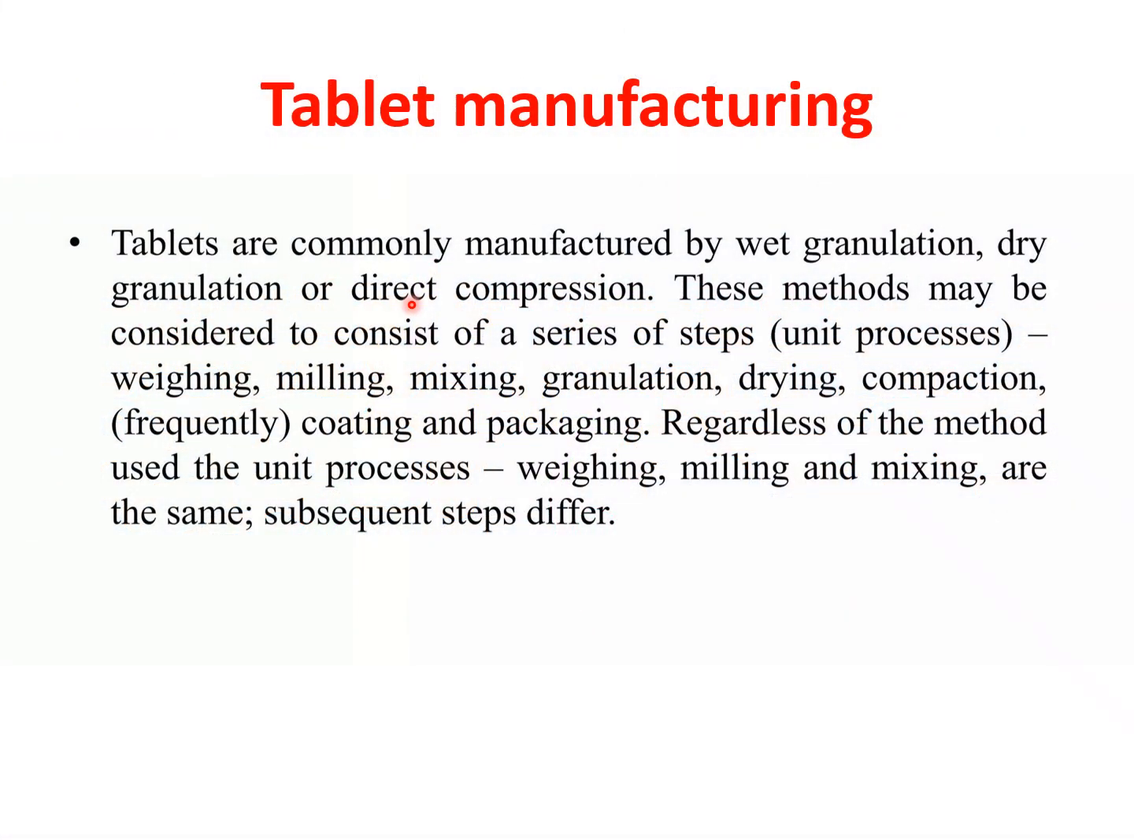Tablets are commonly manufactured by wet granulation, dry granulation or direct compression method. These methods may be considered to consist of a series of steps, for example, weighing, milling, mixing, granulation, drying, compaction, coating, packaging. So regardless of the method used, the unit processes weighing, milling or mixing are the same. Subsequent steps differ.